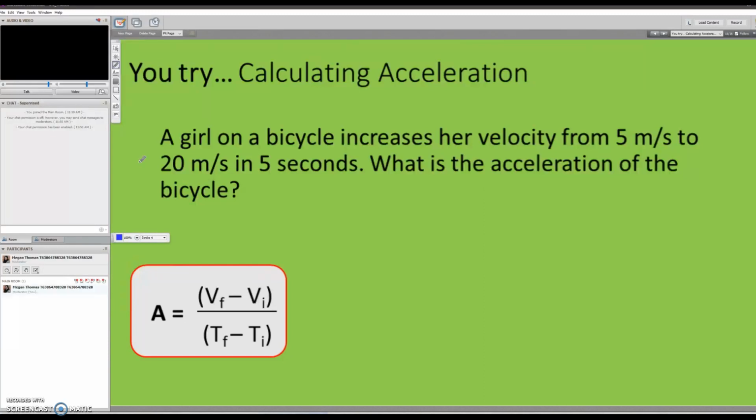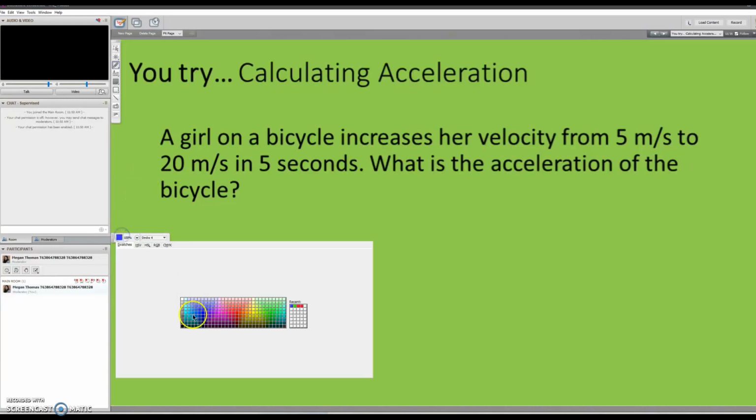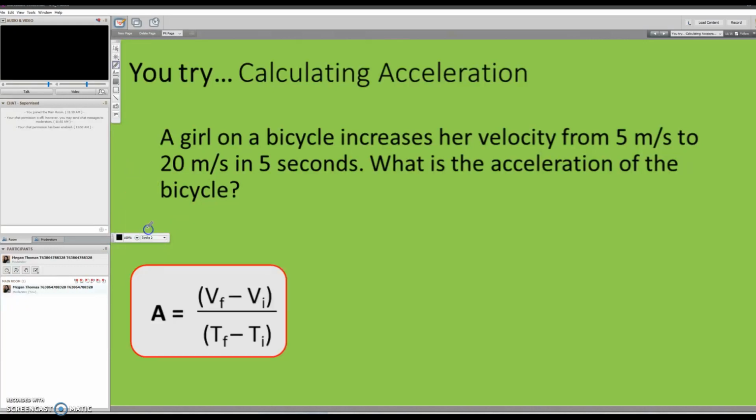Alrighty, welcome back. I hope that you took a moment to pause the video and to give this example a try on your own, but we are going to run through it together at this time just to make sure you are right on track with this one. So again, we are calculating this girl's acceleration as we see her velocity changing over time.